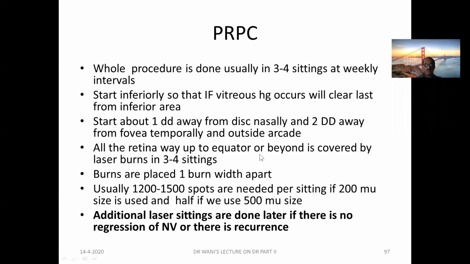All the retina way up to the equator or beyond is covered by laser burns in 3 to 4 settings. And burns are placed about 1 burn width apart. Usually about 1500 spots are needed per sitting if 200 micron size is used, but if you are using a bigger one, you may cover the retinal area in a lesser number of spots. We do additional laser sittings if we see that there is no regression of the NV or there is recurrence.